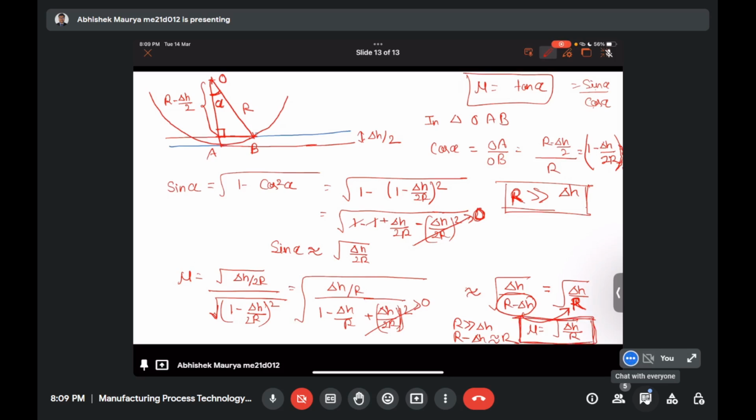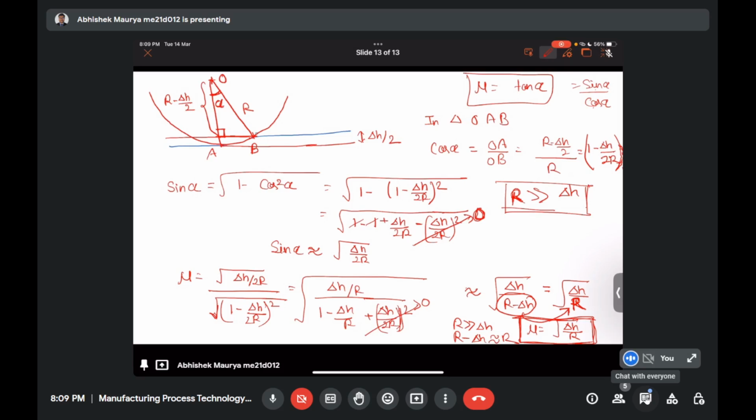It means if we find out delta H by this relationship, that will be the maximum possible delta H, or that will be the maximum possible draft. We cannot get more draft from this. If we try to give more reduction than this delta H, definitely our billet will not get fed into the roll with the given value of friction.